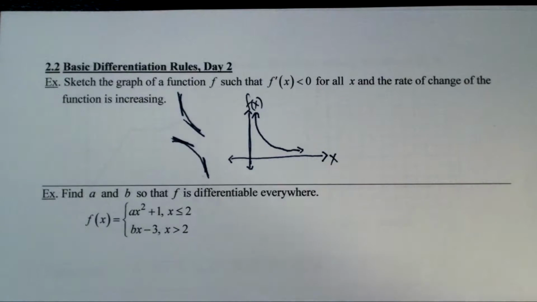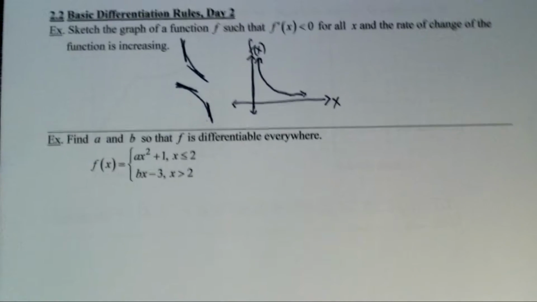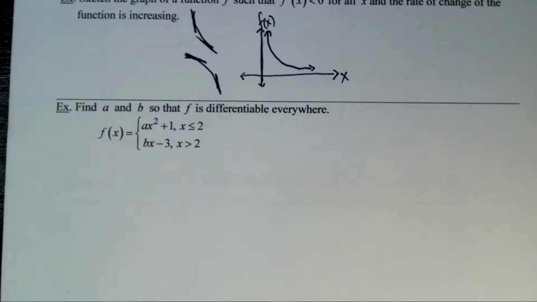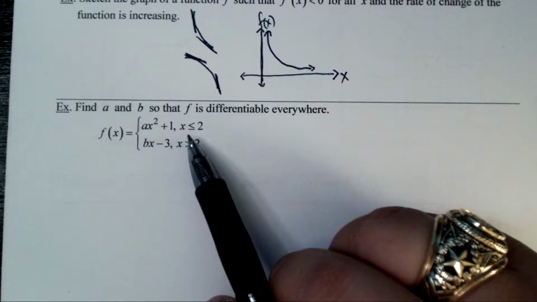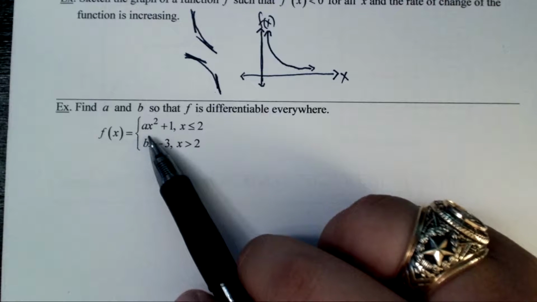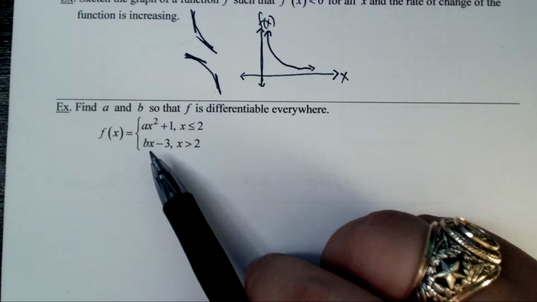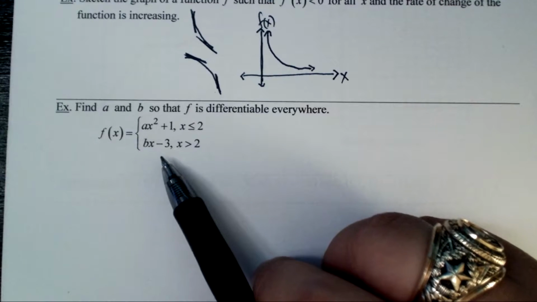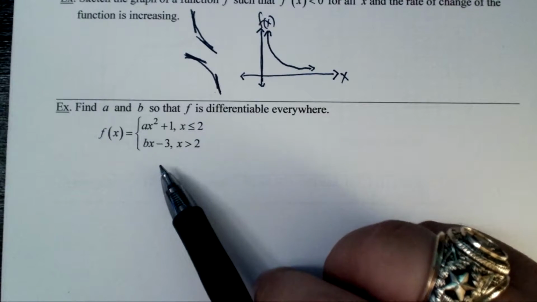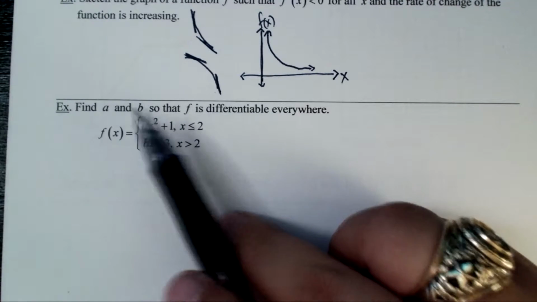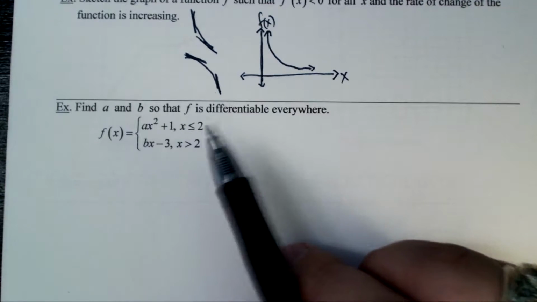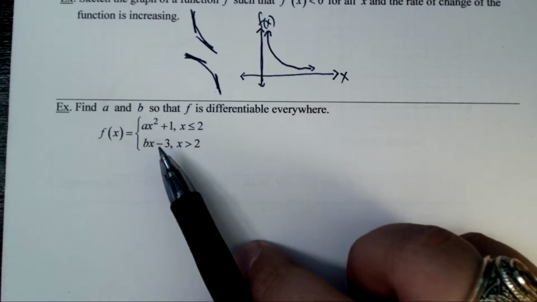Okay, so let's move on to the next one. It says find a and b so that f is differentiable everywhere, and they give us a function f of x, and it's a piecewise function. They've defined it such that for every value less than or equal to 2, we're going to use ax squared plus 1. And for every value greater than 2, we're going to be using b times x minus 3. So the question is, we want to choose an a and a b so that f is differentiable everywhere. So this is what our f of x is.